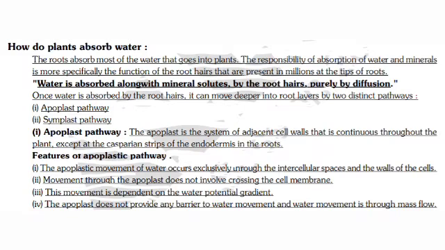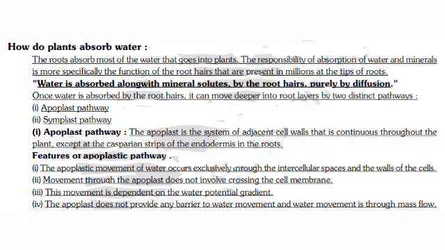Once water is absorbed by the root hairs, it can move deeper into root layers by two distinct pathways. The very first one is the apoplast pathway, the second one is the symplast pathway. Apoplast pathway. The apoplast is the system of adjacent cell walls that is continuous throughout the plant except at the Casparian strips of the endodermis in the roots.